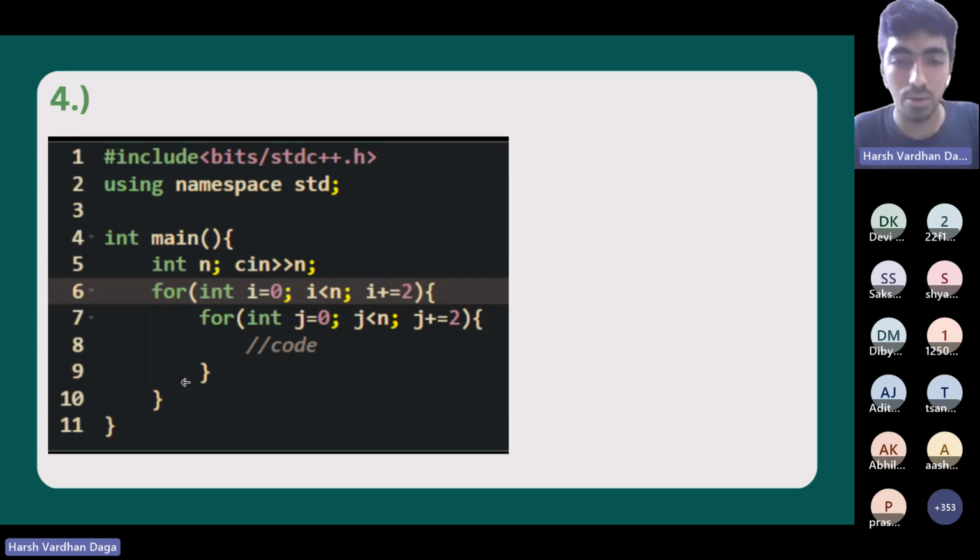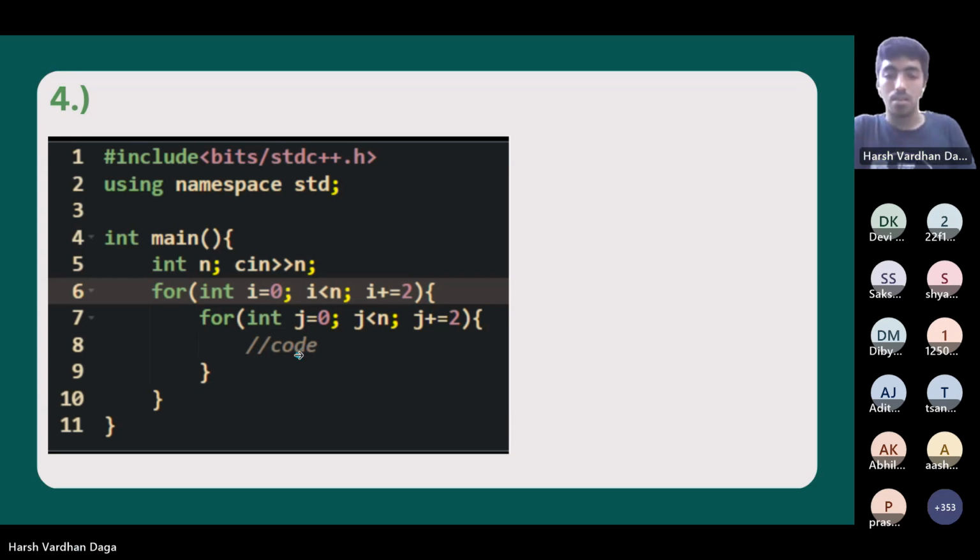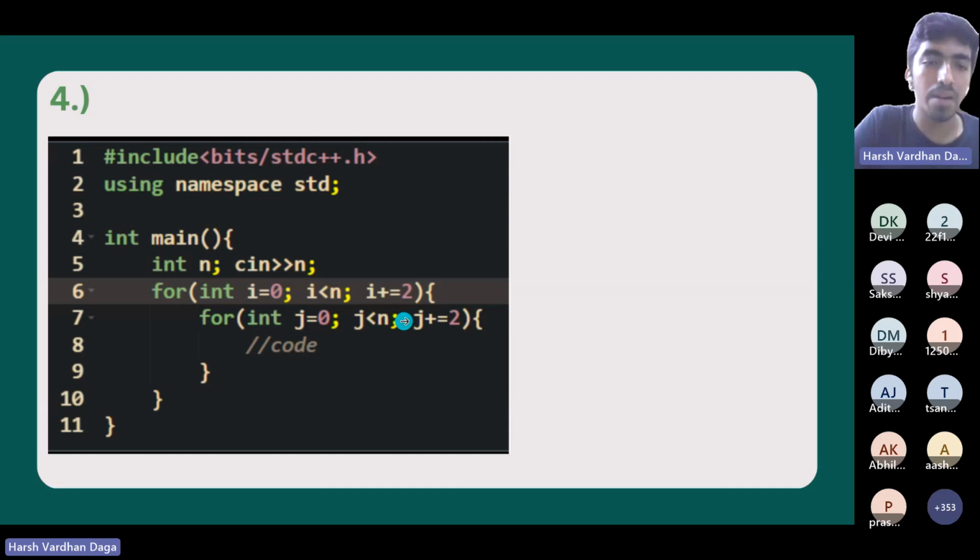So let us calculate how many times this inner loop executes. You see that when n is, for example, 2, j is set to 0, j is checked as less than 2, the code executes, then j is incremented by 2 and j becomes 2. So this condition fails and this code runs only one time. And when n is 1, this code also runs one time.